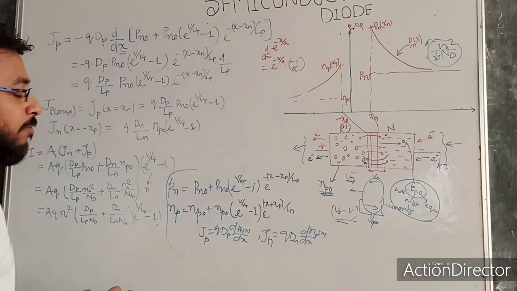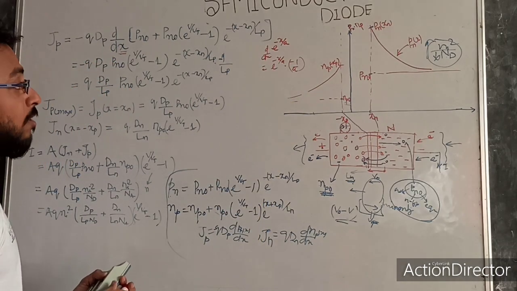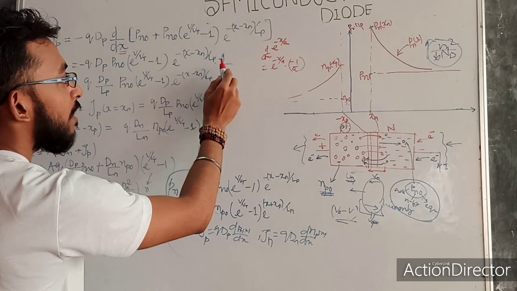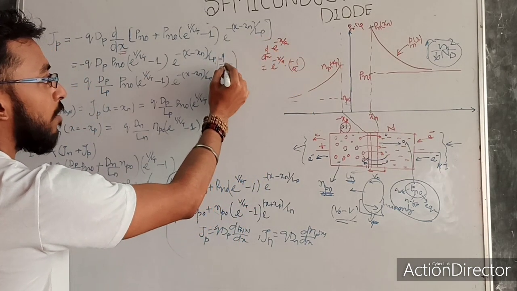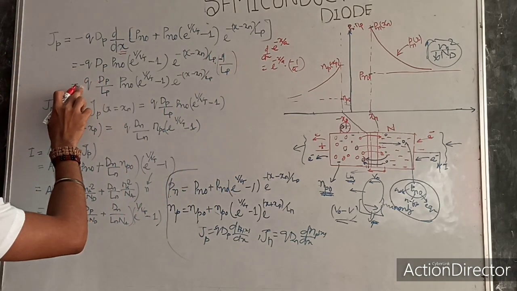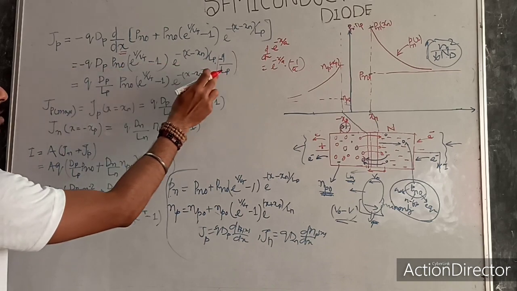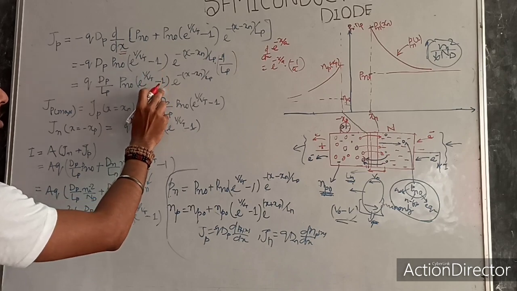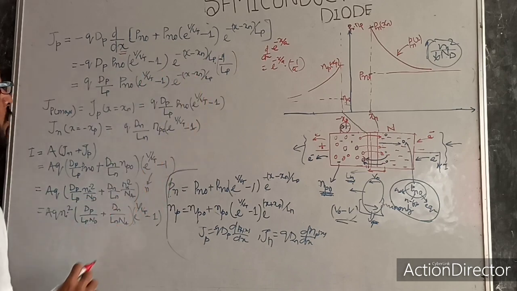So remember the formula for this derivation. In place of a, it is Lp, so that is why I wrote minus 1 by Lp. This minus combines with the other minus to give me a plus q Dp, and this Lp came over here. So this is Pn naught e power V by Vt minus 1 into e power minus x by Lp.